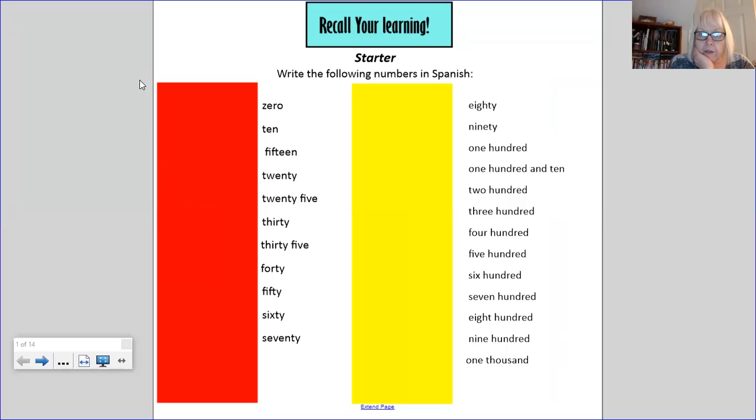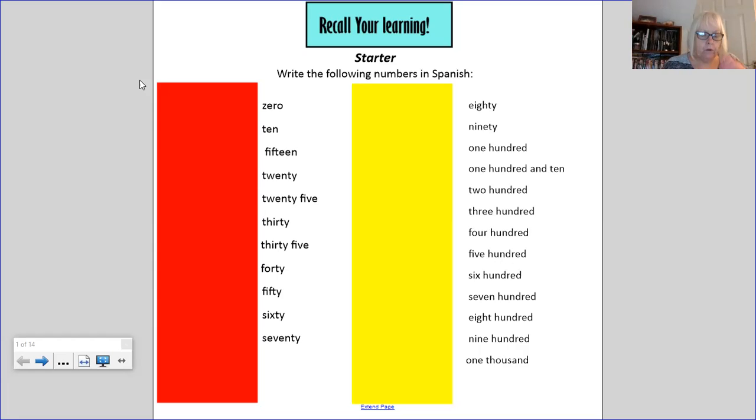As a starter, can you write down the following numbers in Spanish? You're in the swing of this now. Just pause the video, do the task, and then start the video up when you are ready. So off you go, and then restart the video.